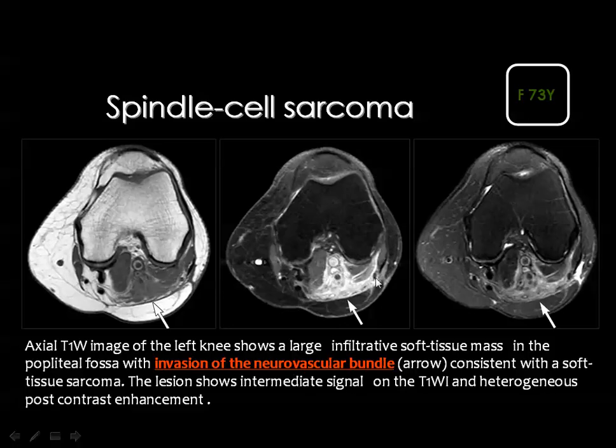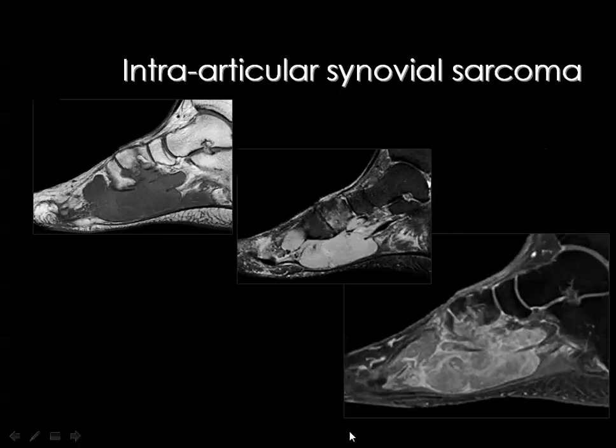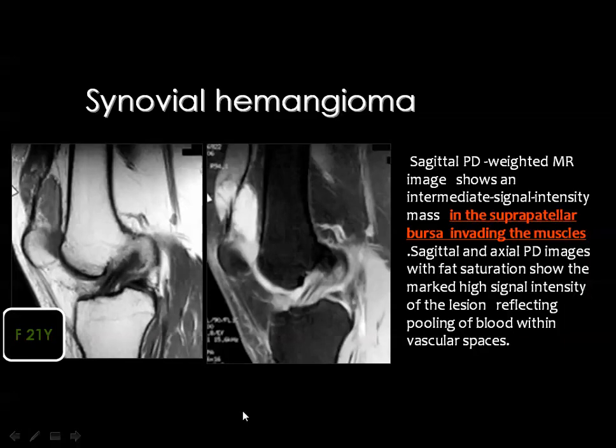You got invasion of the neurovascular bundle. And here is the popliteal artery and vein, which are almost totally encased by the tumor tissue. And this is synovial sarcoma in the sole of the foot. You got the same appearances: low signal in the T1, high signal in the T2, and heterogeneous post-contrast enhancement in fat-suppressed T1 post-contrast images.